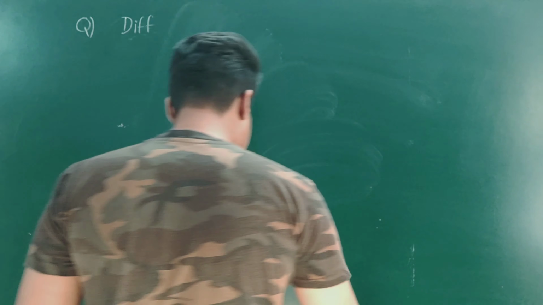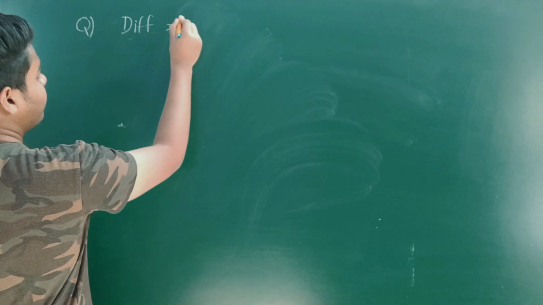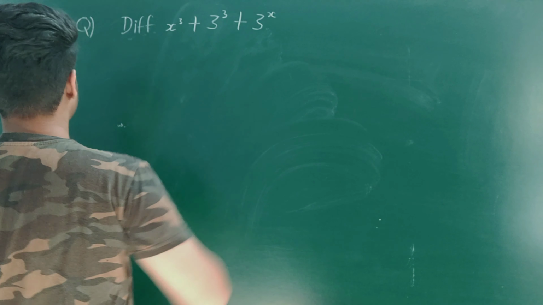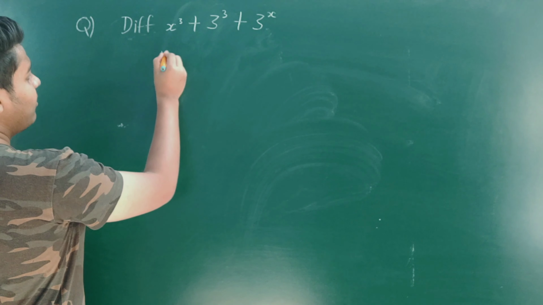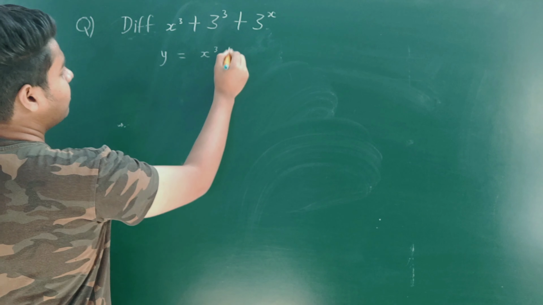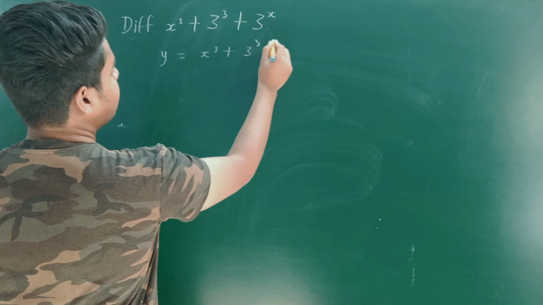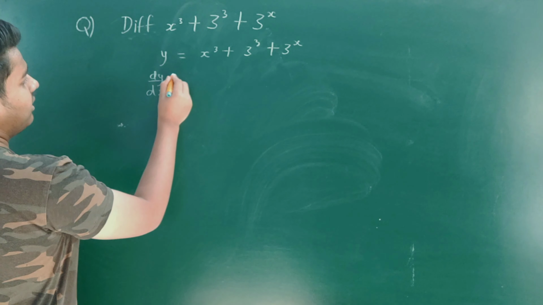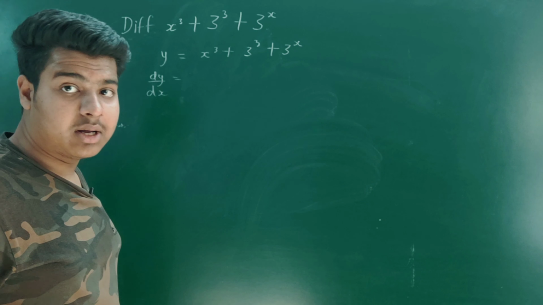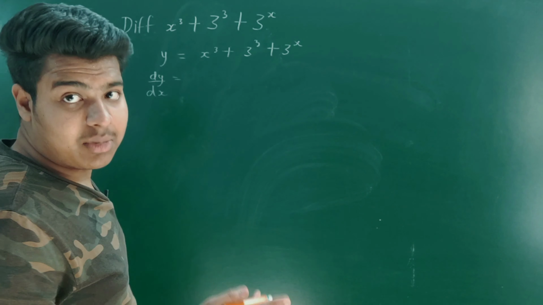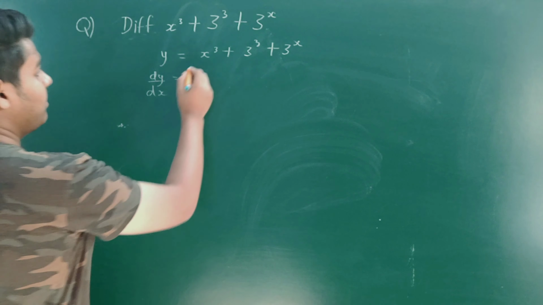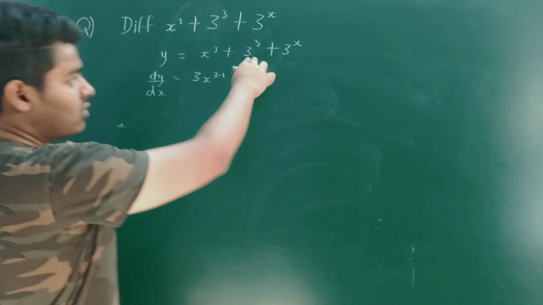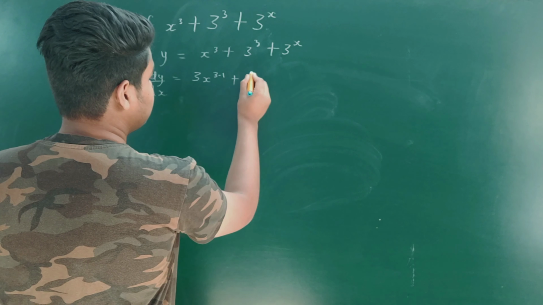Next question is again differentiation of x cube plus 3 cube plus 3 to the power x. So again, if I consider y as x cube plus 3 cube plus 3 to the power x, then dy/dx will be, first we differentiate x cube. As you know the formula, derivative of x to the power n is n x to the power n minus 1, that I have already discussed. x cube will become 3x to the power 3 minus 1. 3 cube, as it's only a constant with no x, becomes 0.